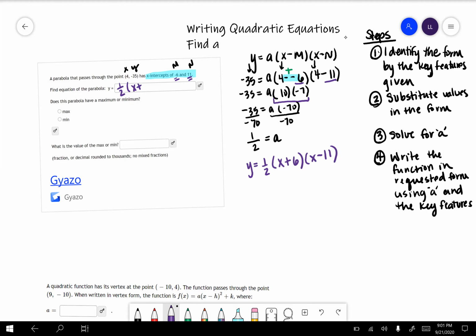If they ask you for intercept form, you are finished. If they ask you to go further and make it standard form, you have some more work to do.